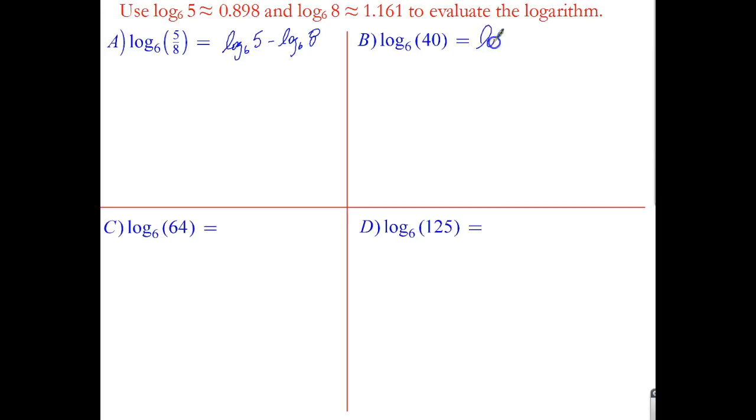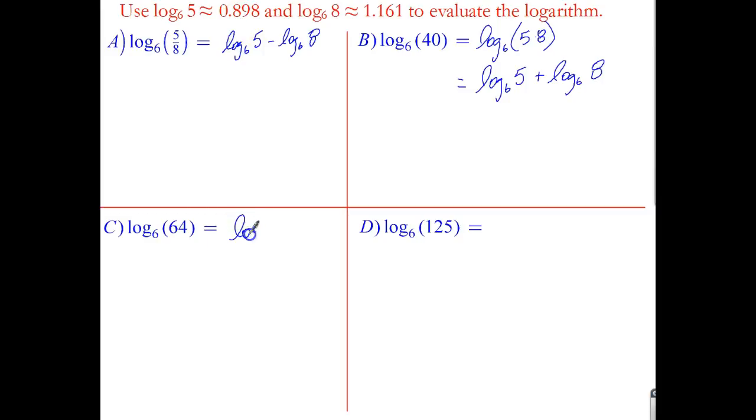This one is going to be log base 6 of 5 times 8. So it's going to be log base 6 of 5 plus log base 6 of 8, and go ahead and you'd add those together, right? You'd add this one and this one together, right? And you can do that on your own.